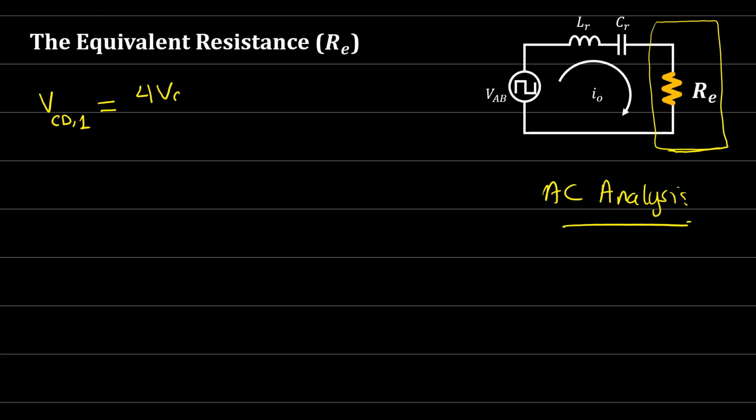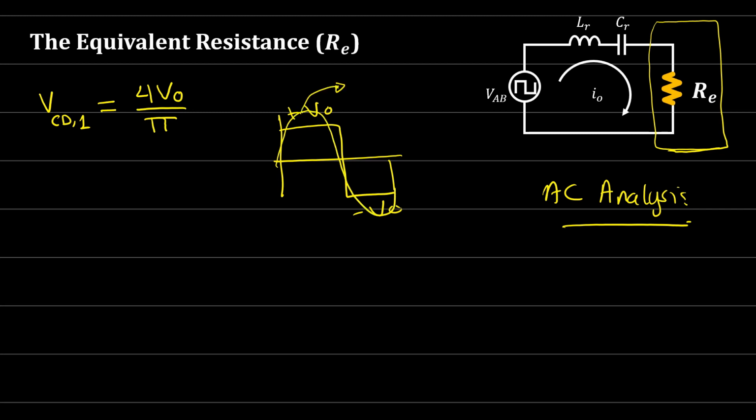4 V out over pi. Okay, this is the output voltage, the first harmonic. Why? Because we said that the output voltage is equal to plus V out, minus V out, right? And the first harmonic is equal to how much? 4 V out over pi. So from this we can obtain the value for this output voltage. So this is number one.